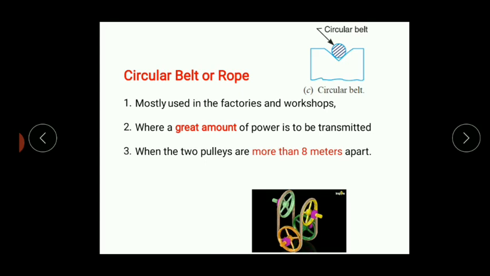When the two pulleys are more than 8 meters apart, we have already discussed that you cannot use the flat belt drive in that case. In case of the V belt drive, we have to use a distance not more than 1 or 2 meters apart. So for a distance of less than 1 or 2 meters we have to use the V belt, and if the distance between the driving shaft and driven shaft is up to 8 meters, then we have to use the flat belt. And if the distance between the driving shaft and driven shaft is more than 8 meters, then we have to use the rope drive.